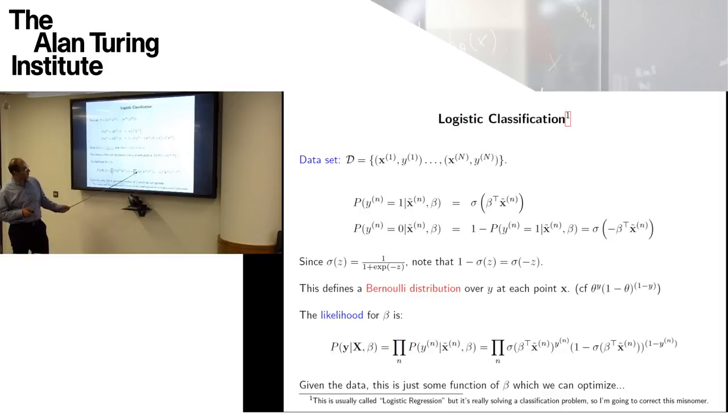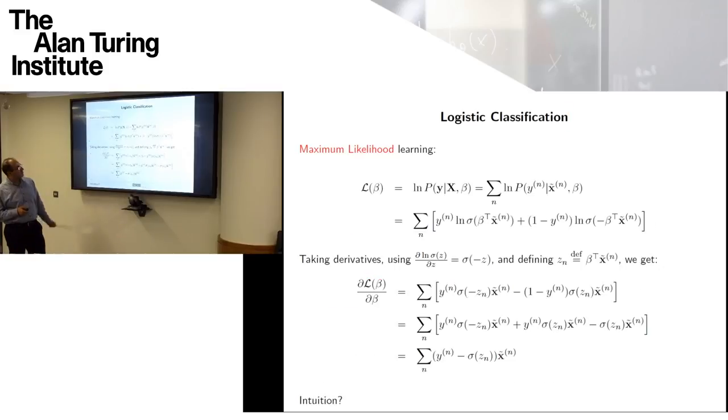If we just take the logarithm of this whole expression, we get y log sigma of the linear function, 1 minus y log 1 minus sigma, which is the same as sigma of minus the argument. That's just a little bit of algebra. And now I can take derivatives of this using the fact that for the logistic function, the derivative of the log of the logistic function with respect to z is just the logistic function applied to minus z. A simple fact to show using basic high school mathematics.